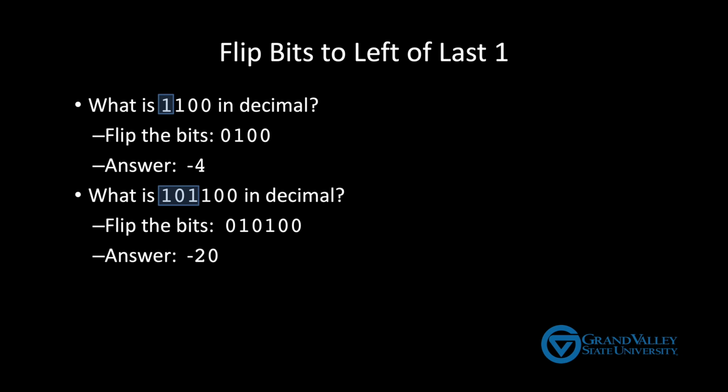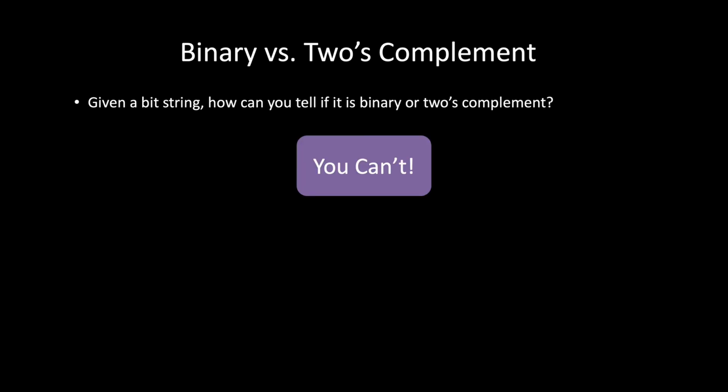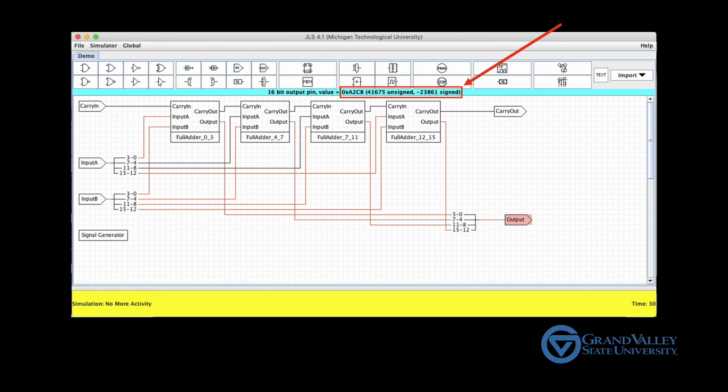All right, one last thought before we wrap up. Given a bit string, how can you tell if it's 2's complement or binary? Trick question, you can't. Remember, a bit string is just a pile of ones and zeros. There's nothing inherent in the string that makes it binary or 2's complement. Whether a string is binary or 2's complement is entirely a matter of how you choose to interpret it. That's why when you look at wires and pins in JLS, you see both the binary and the 2's complement value. There's nothing about a circuit that determines what the wires mean. Their only meaning is the meaning that you give them when you look at the wires.